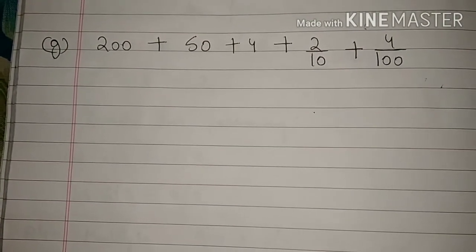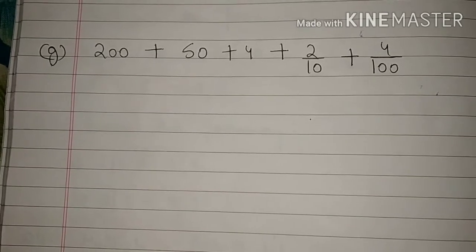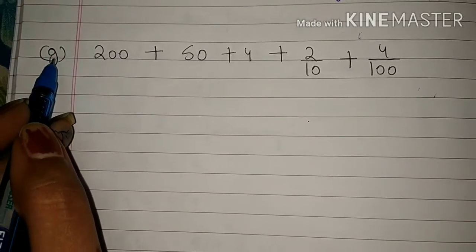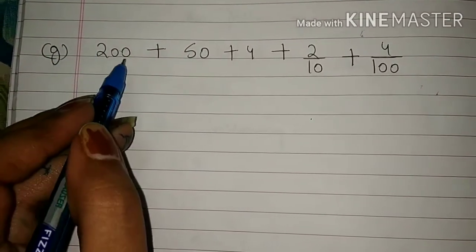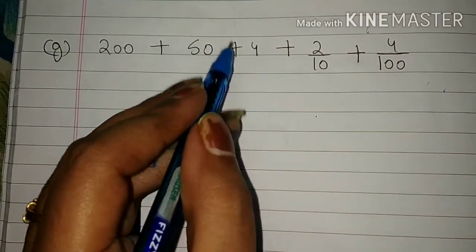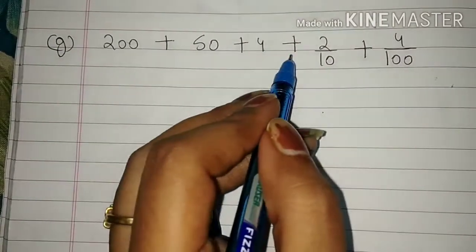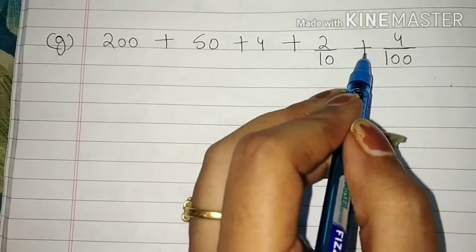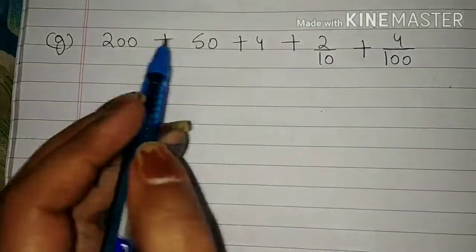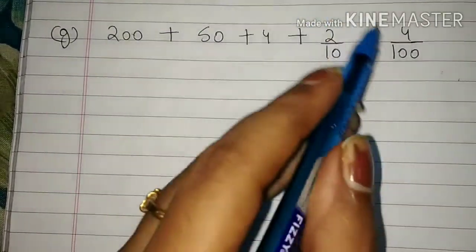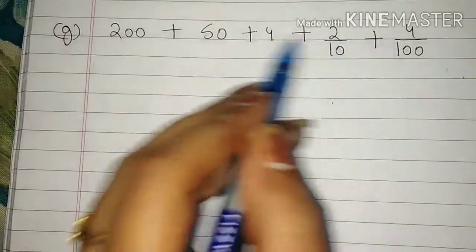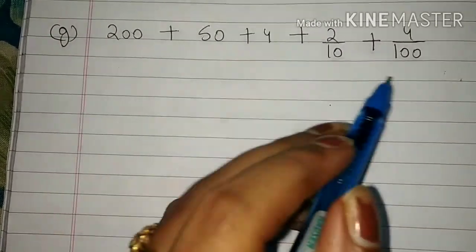Students, F part is your homework. So now we will come to G part. Question is 200 plus 50 plus 4 plus 2 by 10 plus 4 by 100. Students, now we will add all these numbers. But first of all, we will copy down the question here.